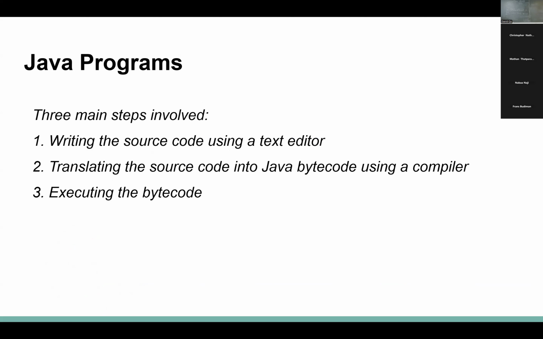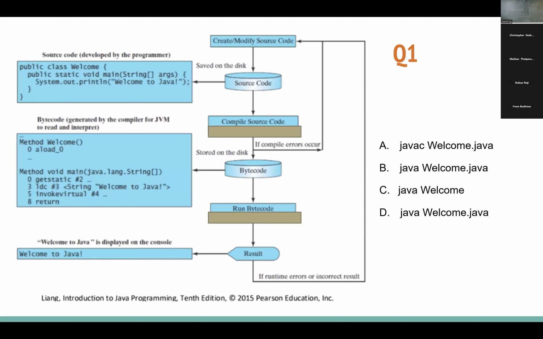So a Java program has 3 main steps: writing our source code, translating it to bytecode, and then executing the bytecode. There is a question about how to compile your source code to bytecode and then run the bytecode. This is a little bit unnecessary because most of you will just compile it without separately compiling it to bytecode. But let's just do it.